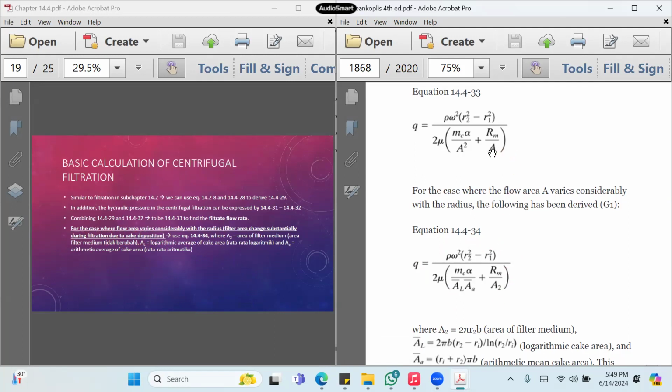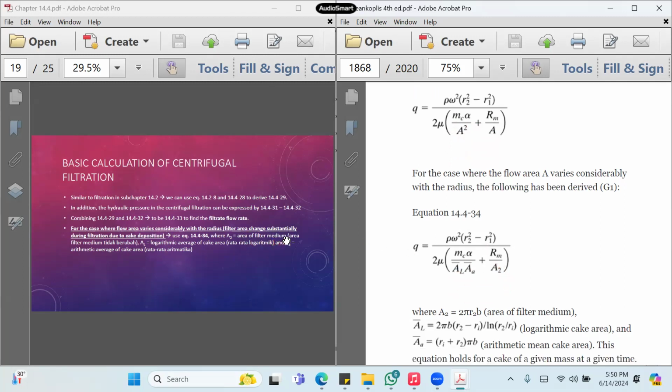As you can see here, in equation 33 there is only one type of cross-sectional area. But here we have three: AL, AA, A2. What is A2? A2 is the area of the filter medium, which doesn't change at all, because the filter medium will stay the same along the centrifugation. However, what is AL here? AL is the logarithmic average, or the mean of the cake area using logarithmic calculation.